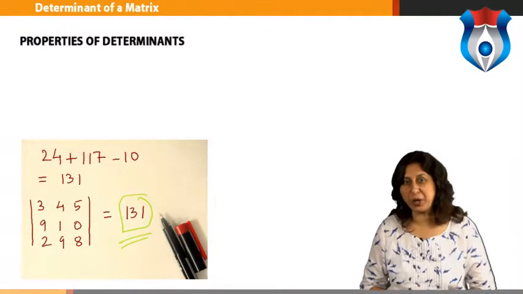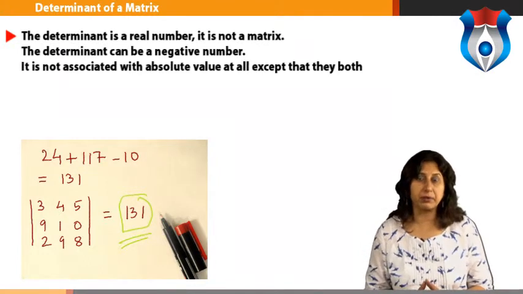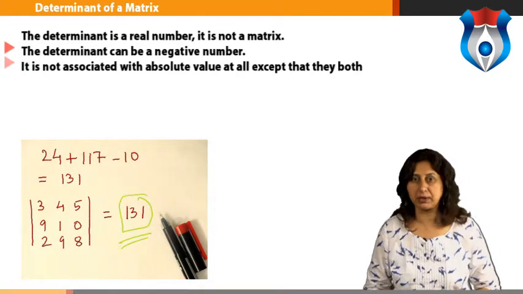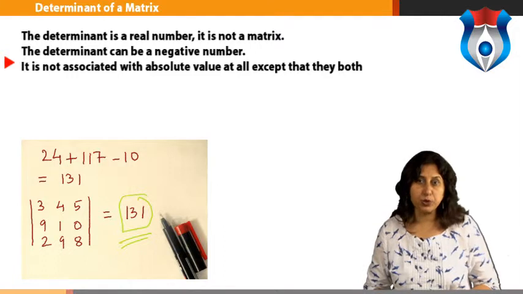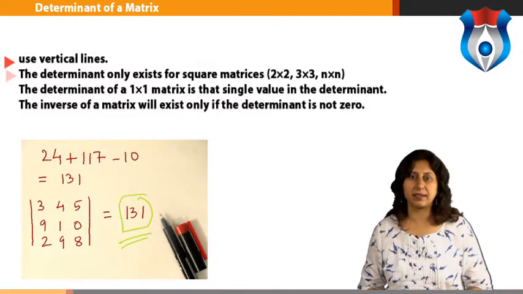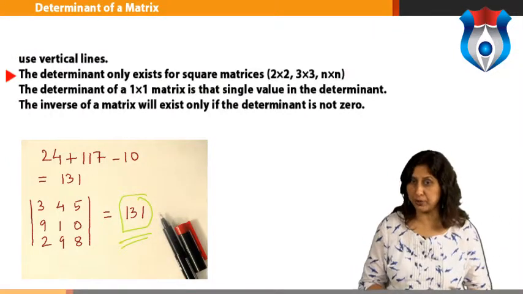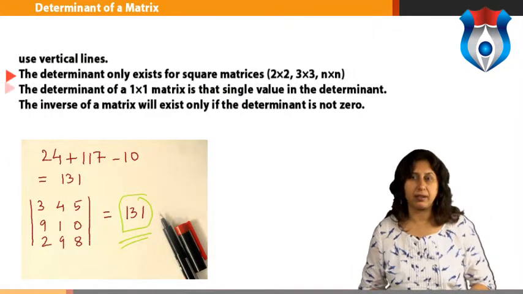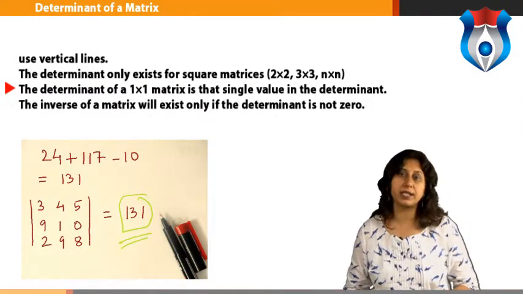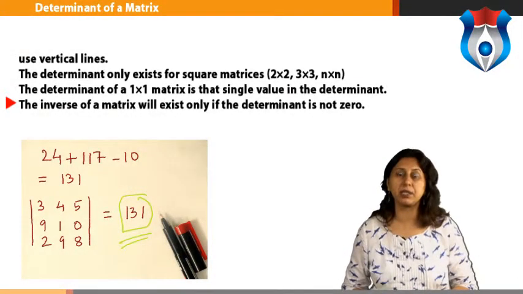Students, now we will talk about the properties of determinants. The determinant is a real number. It is not a matrix. The determinant can be a negative number. It is not associated with absolute value at all, except that they both use vertical lines. The determinant only exists for square matrices: 2 by 2, 3 by 3, n by n. The determinant of a 1 by 1 matrix is that single value. The inverse of a matrix will exist only if the determinant is not 0.